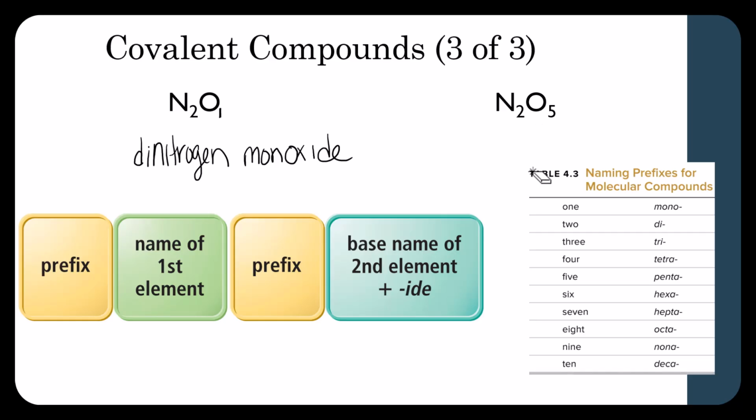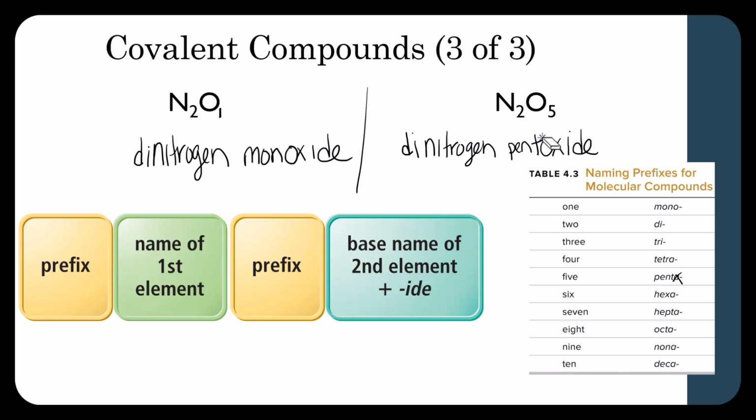Again, I'm going to write the name of the element, nitrogen. Base name of the second, ox, add IDE, oxide. Now I have to go back and tell the viewer how many of each we have. So I'm going to write dinitrogen. And this time we have 5 oxygens, so that would be penta. But again, we start with a vowel, so I'm going to drop this extra A, and we would say pentoxide. So dinitrogen pentoxide.